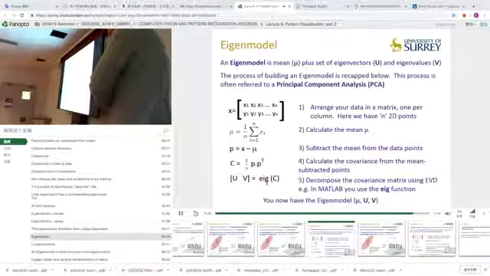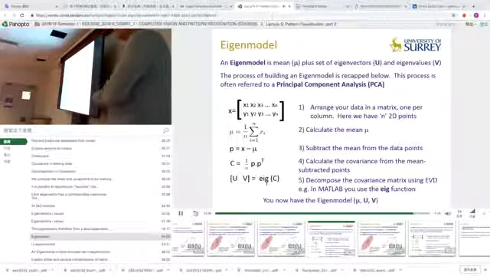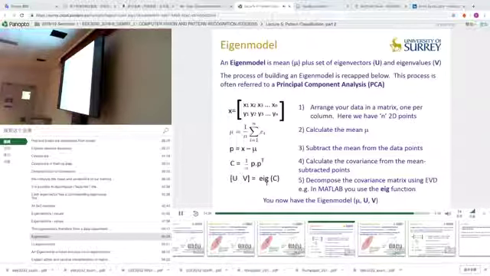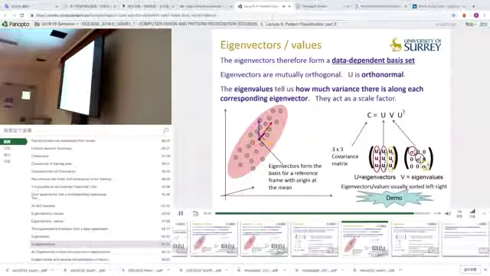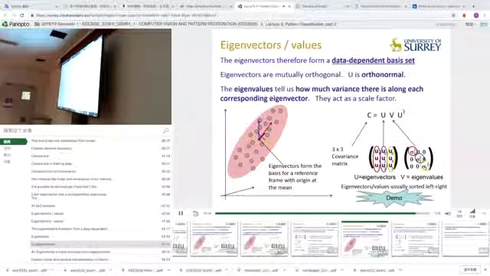Correct. Yeah, the principal eigenvector points down the direction of greatest spread. Second column. Right.